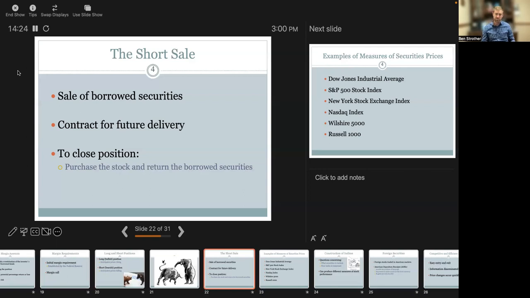When the market goes down, you then go out to the market and buy those shares of Carnival Cruise Lines that you had sold, for less. At that point, you return those shares to the person that you borrowed them from, and you've just made money. So that's how short sales work.